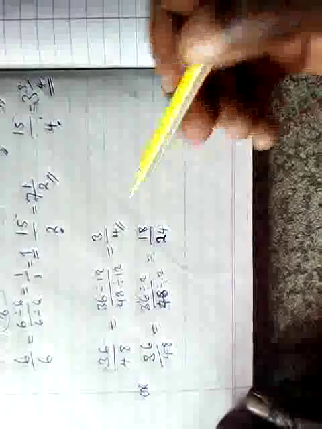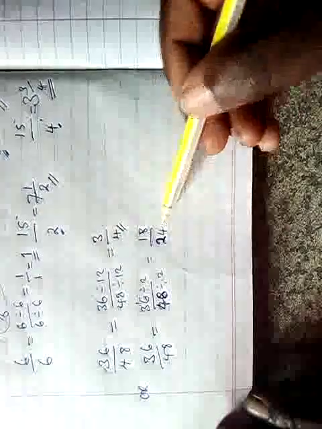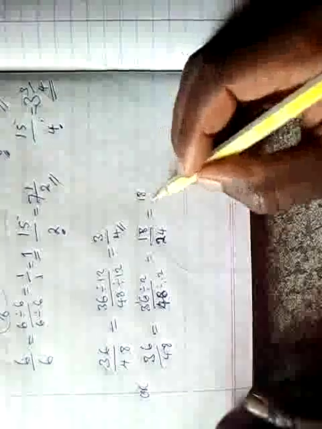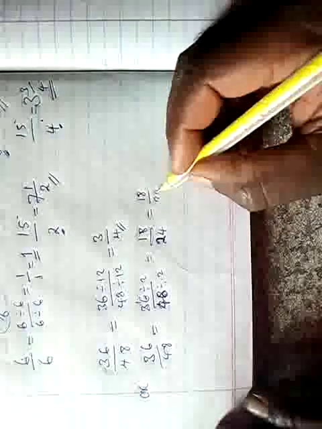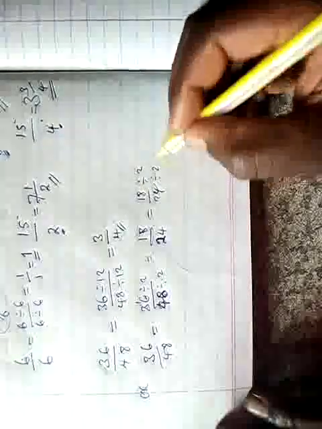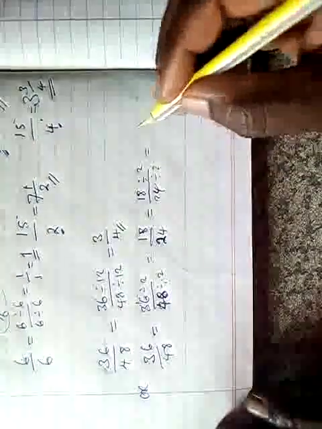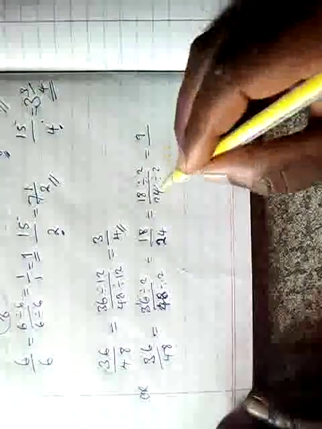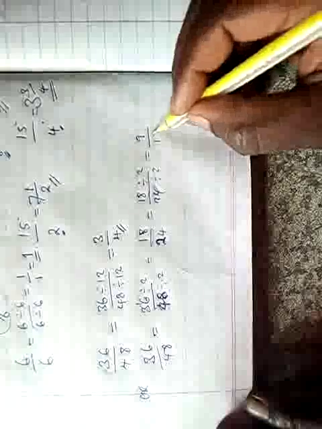If you look at this, the last numbers 8 and 4, they are even numbers, so 2 can still go there. So you say 18 over 24, divided by 2, divided by 2. So in this case, 2 into 18, that is 9, then 2 into 24, that is 12.